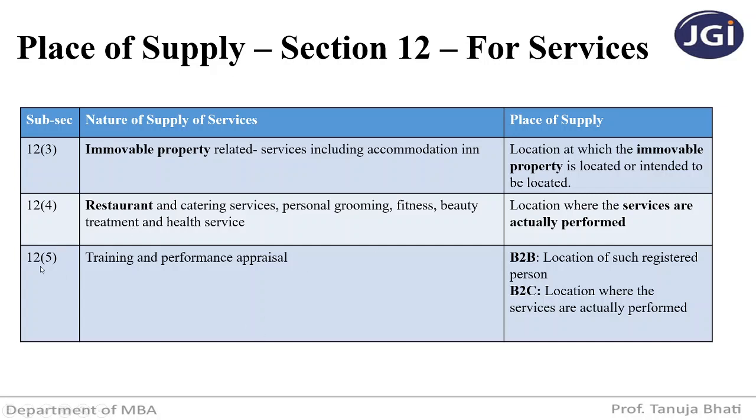Next, section 12 subsection 5, if the services are relating to training and performance appraisal. Now if any training services have been given, then the place of supply will be, suppose the service is provided by a business entity who is registered to a recipient who is also a business entity and who is registered, so it is called B2B. B2B means when both the supplier as well as the recipient are registered under GST.